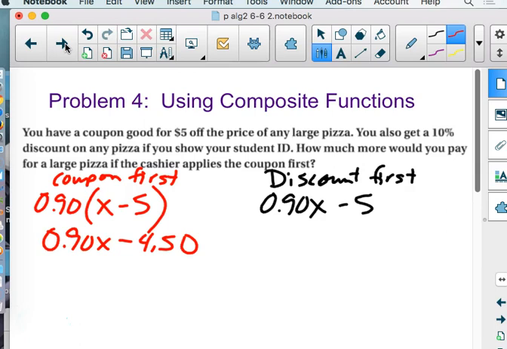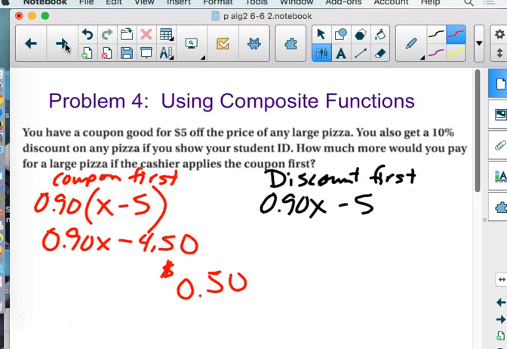Discount first, because you get your 10% off, and then they take $5 off. Here, if you do the coupon first, you get your 10% off, but then they only take $4.50 off, because that's how the math works. So, 50 cents. And if you're saying, well, it's just 50 cents, it's no big deal. Well, it's your 50 cents. It is a big deal. You get everything you're entitled to.